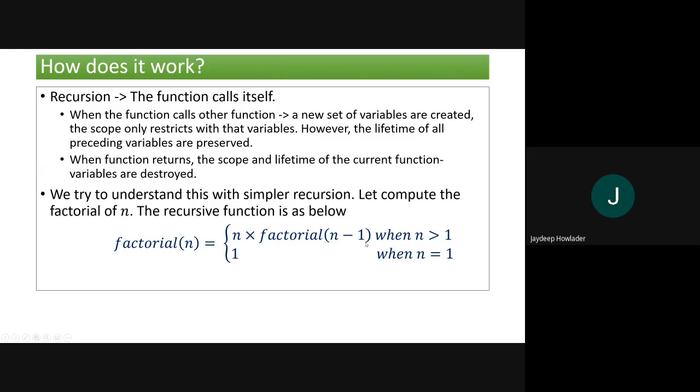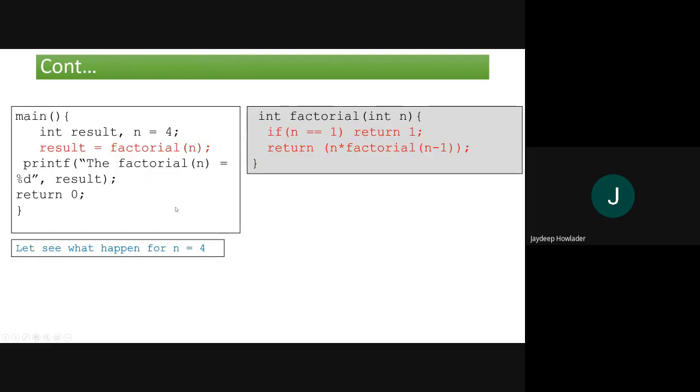Then when the return happens, say I am returning from the function factorial n minus 1 to the function factorial n, everything in that function is destroyed, and it returns a value and the local computations, which will be available to the function n here. Let us try to understand how this is happening.